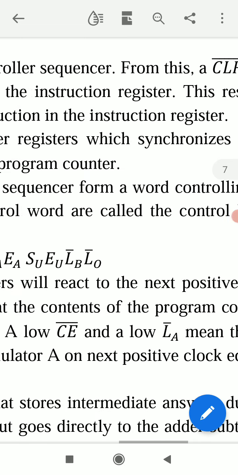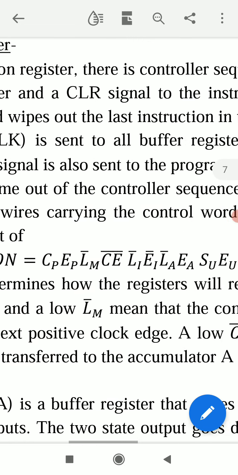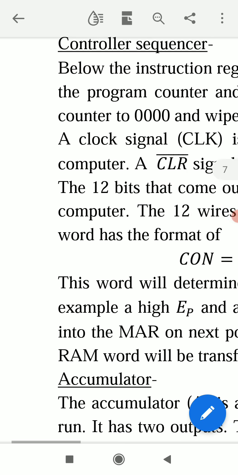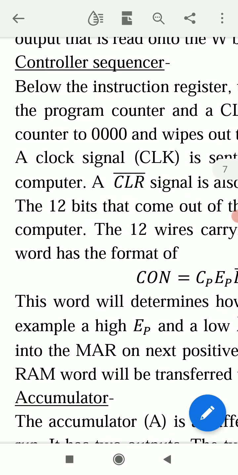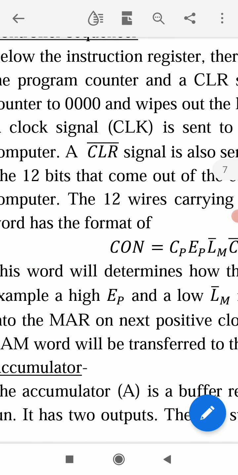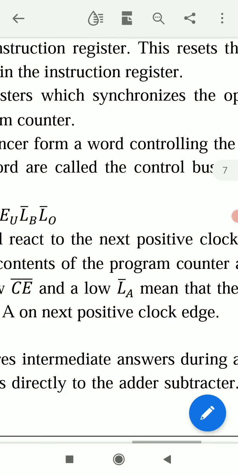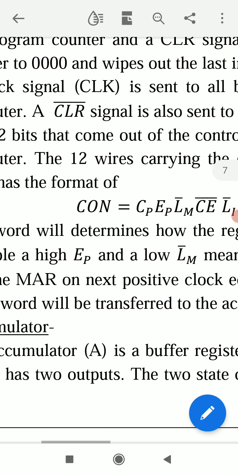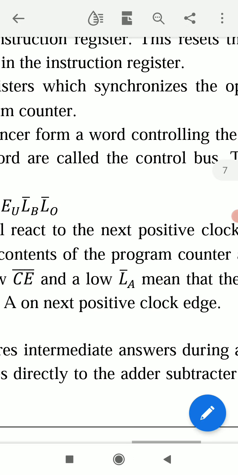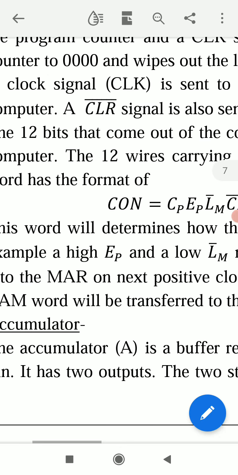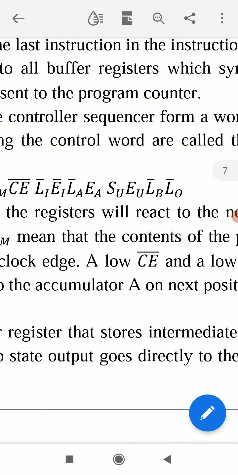From the controller sequencer, a clear bar signal is sent to the program counter and a clear signal to the instruction register. This resets the program counter to 0000. The function of the clear signal or clear bar signal is to reset to the initial word 0000 and wipe out the last instruction in the instruction register. A clock signal CLK is sent to all buffer registers, which synchronizes the operation of the computer. A CLR bar, clear bar signal is also sent to the program counter.